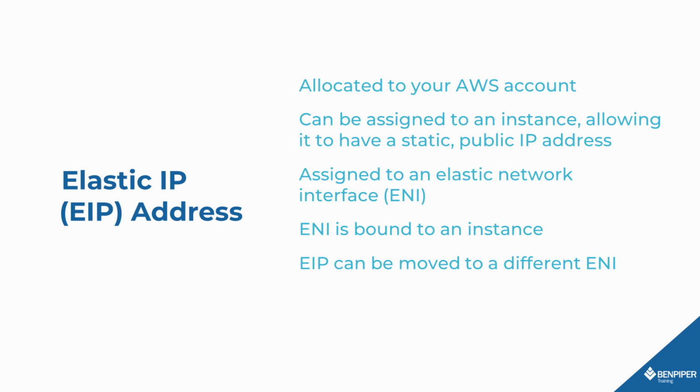Technically speaking, the elastic IP is associated with the instance's elastic network interface, or ENI. The elastic IP will remain associated to the ENI until you disassociate it or until the ENI is deleted. Even if you stop or reboot the instance, the EIP will still be associated with it. You can move an EIP around to different ENIs, but it can be associated with only one ENI at a time.